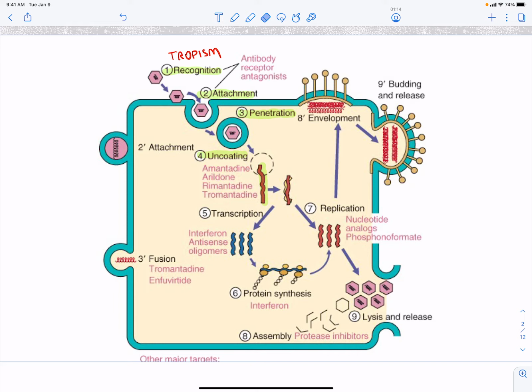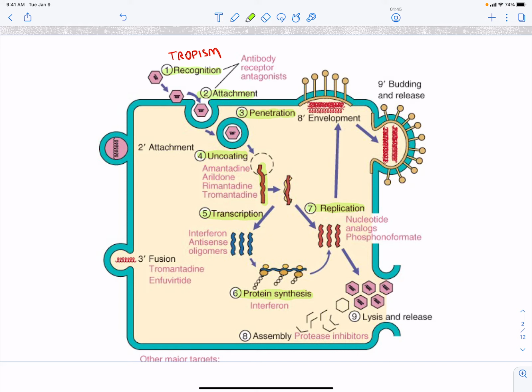It's going to transcribe. So it's going to make more of the messenger RNA. It's going to replicate. It's going to make more of its genome. Again, it depends what type of virus nucleic acid it is. It also is going to do protein synthesis. Now, after it does all of these things in your cytoplasm, for the most part, it's going to have to try to make more virus particles.